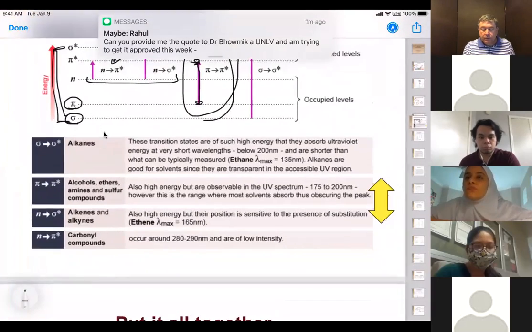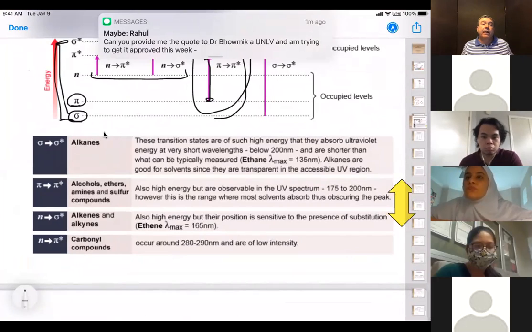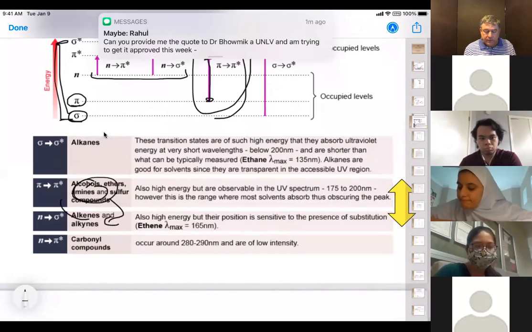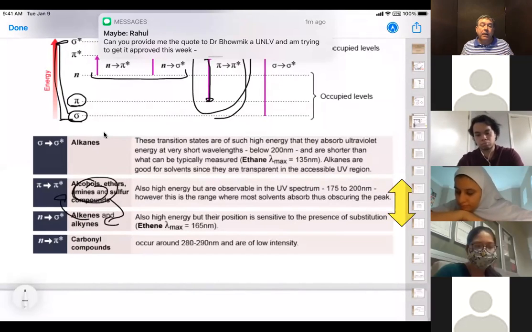The sigma to sigma star transitions are found in alkanes because there are no double bonds, so there are no pi bonds, and we have only that transition available to us. Unfortunately, this is swapped. These are down here and this is up here, so we'll have to correct that. The pi to pi star transitions we see are in alkenes and alkynes, and we can also see them in some carbonyl compounds as well. So anything with a pi bond can show a pi to pi star transition.